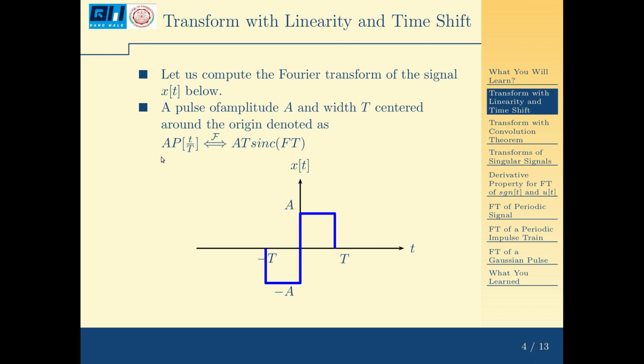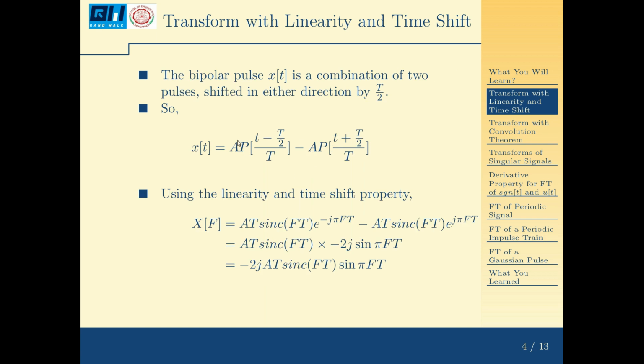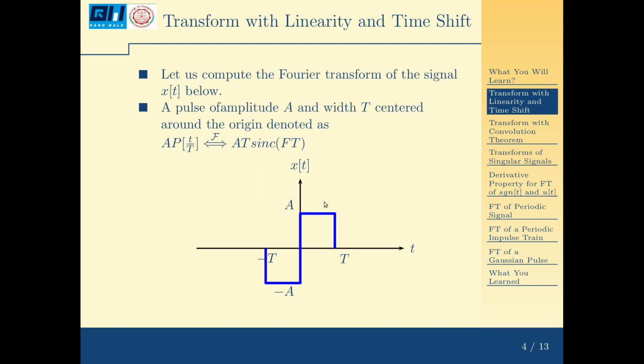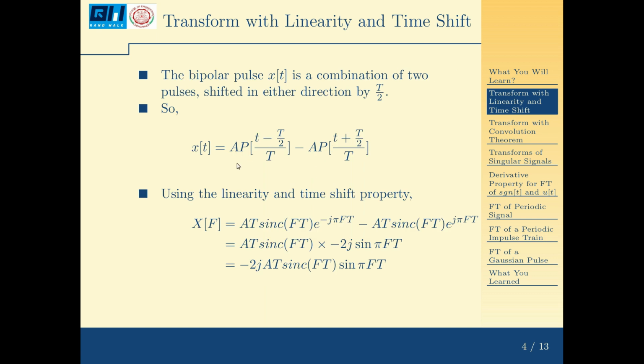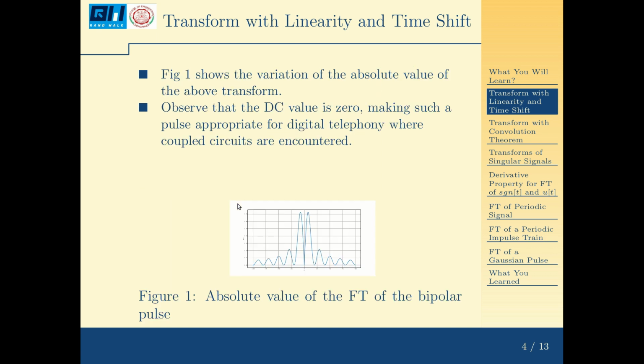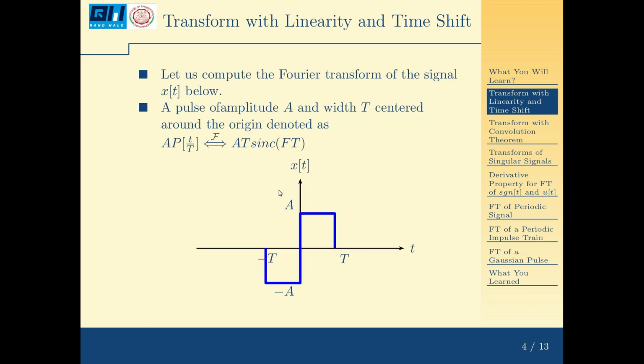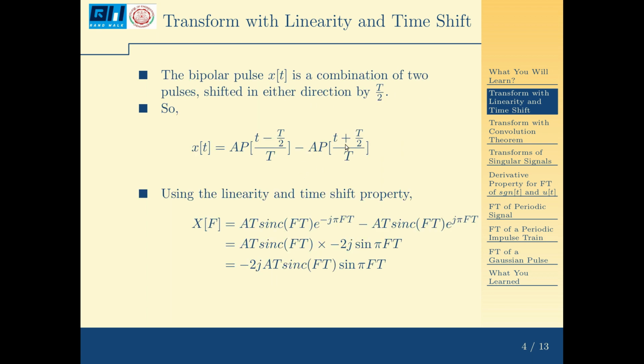So we know that a pulse of height A that is centered at t equal to 0, and a total width of T, has a Fourier transform of AT sinc(fT). Now, x(t) can be written as a combination like this: A p((t minus T by 2) by T). That means it's a pulse of height A and width T, but delayed by T by 2 units. Originally the center was at 0, but it is shifted by T by 2 units. Then minus A p((t plus T by 2) by T), that is a pulse of width T but advanced in time by T by 2.